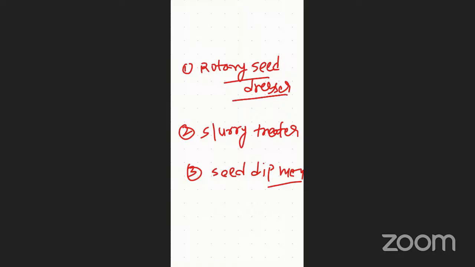Now let's see some of the instruments given here. First of all, rotary seed dresser.